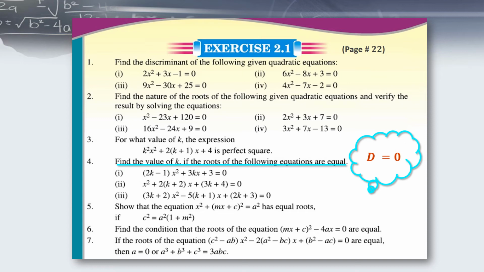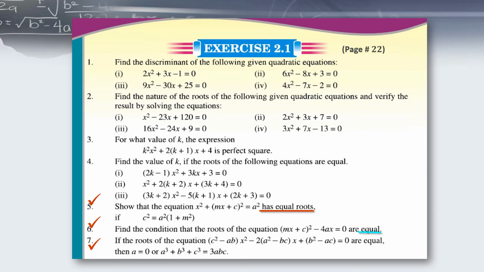Moving on to question number 5. Here, question number 5, 6 and 7 are of the same type. In each of these questions, the nature of the roots is given to us, along with the condition. In question number 5 and 7, that condition is given to us and we just have to verify it. Whereas in question number 6, we have to find that condition. But the procedure of solution for all these questions will be the same.